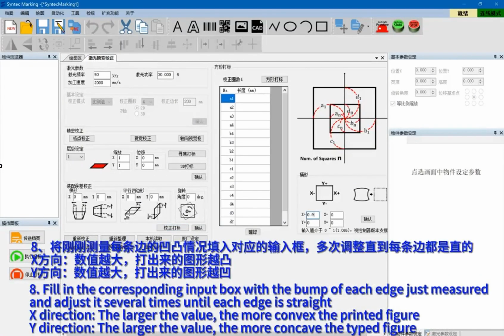8. Fill in the corresponding input box with the bump of each edge just measured and adjust it several times until each edge is straight. X direction: the larger the value, the more convex the printed figure. Y direction: the larger the value, the more concave the printed figure.